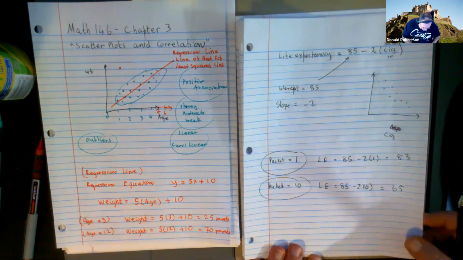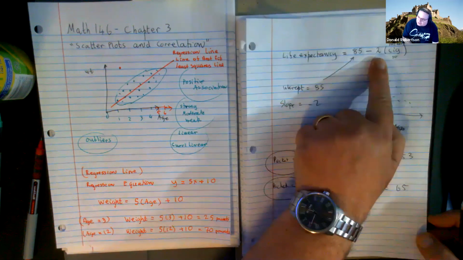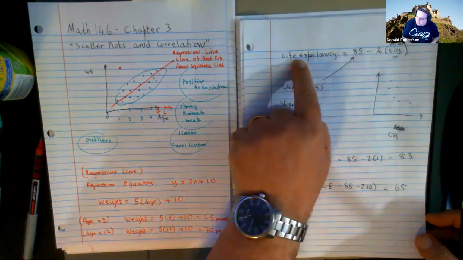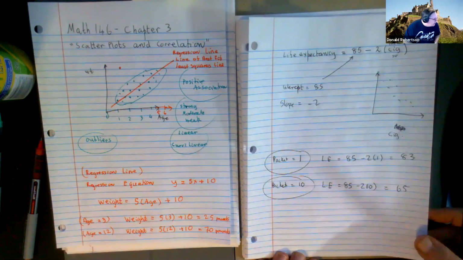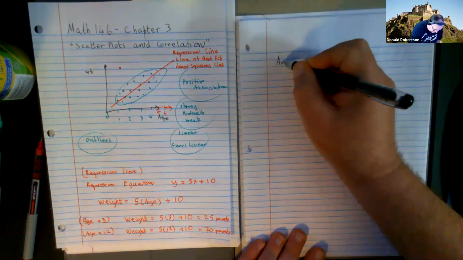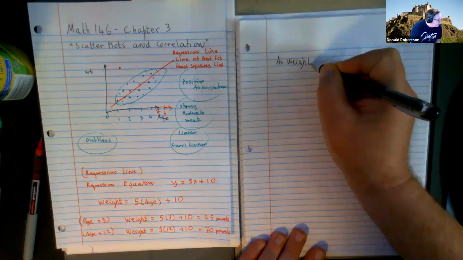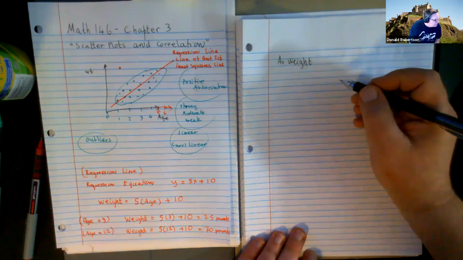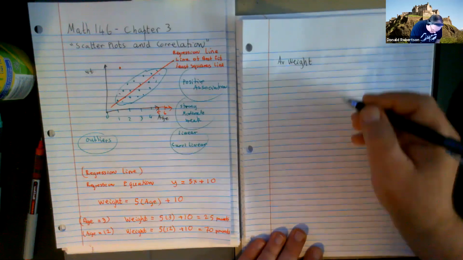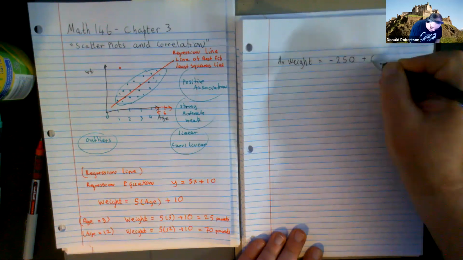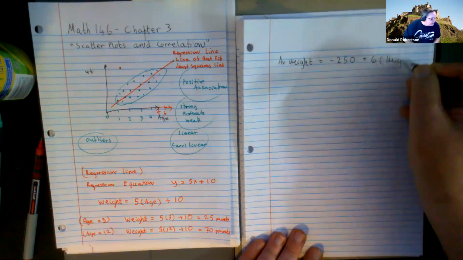Wouldn't you agree it's much nicer than y equals 4x plus 10 if the formula has words? It looks more like a formula, doesn't it? And so it makes a little bit more sense what you're doing with it. In this question, this is the regression equation of the average weight of men aged 18 to 29 years old. So this is men, and the average weight is -250 plus 6 times their height. And their height is in inches.